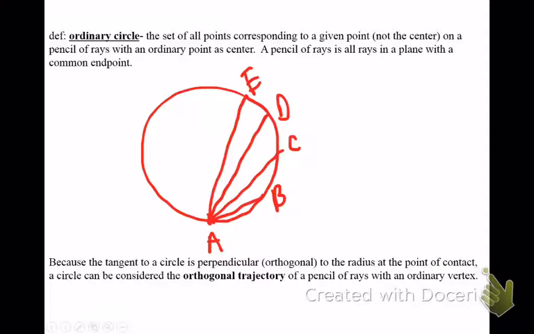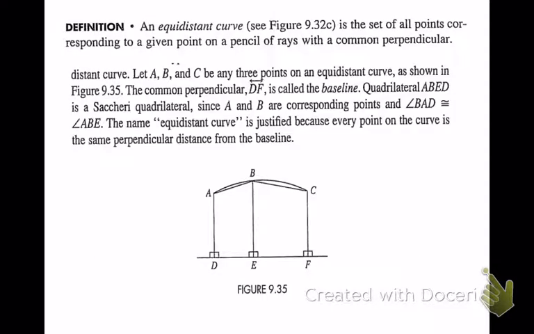Now, here's the important part of what we're talking about, the equidistant curve. You'll have some homework questions on the equidistant curve. An equidistant curve is the set of all points corresponding to a given point on a pencil of rays with a common perpendicular. So if we let A, B, and C be any three points on an equidistant curve, okay, that curve doesn't look like it's equidistant from the line DF, but it is. Then the common perpendicular DF is called the baseline.